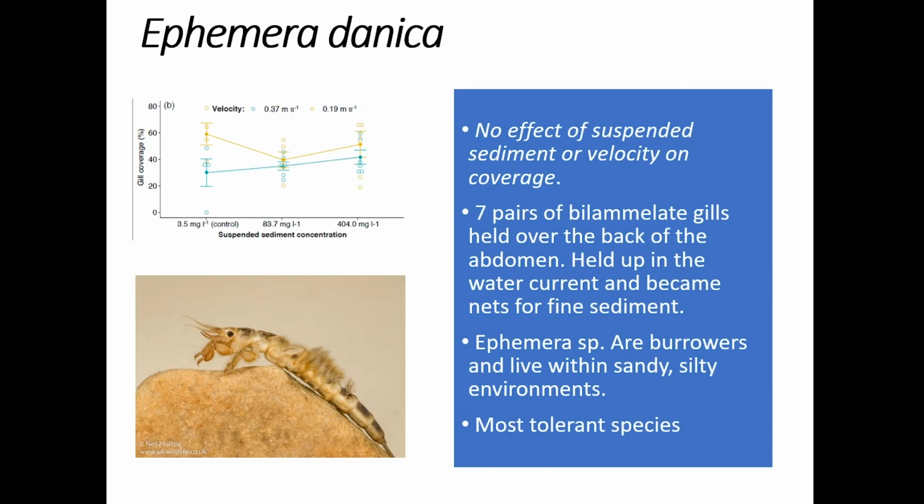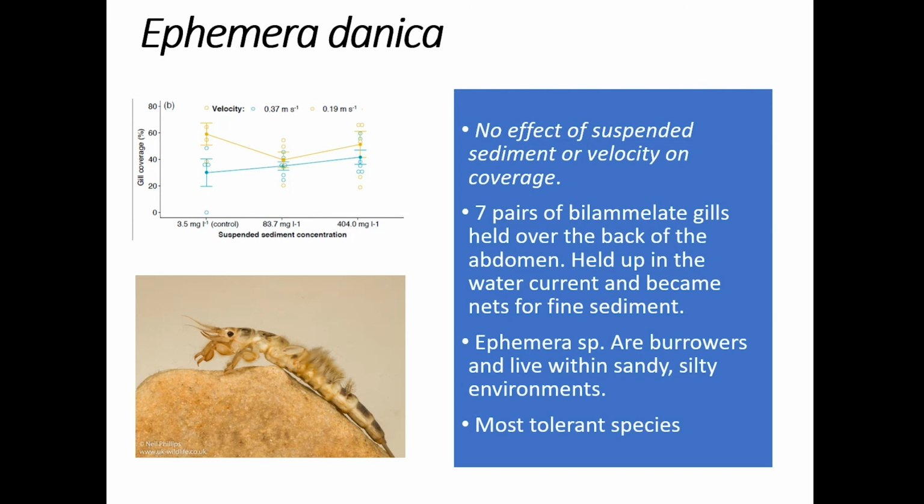Ephemera danica, which is another mayfly, there was no significant effect of suspended sediment or velocity on coverage. This taxa has 7 pairs of gills, and if you can see from the image, they're actually held on their back and upwards into the water current. So what they did was just became nets for fine sediment across all the different treatments.